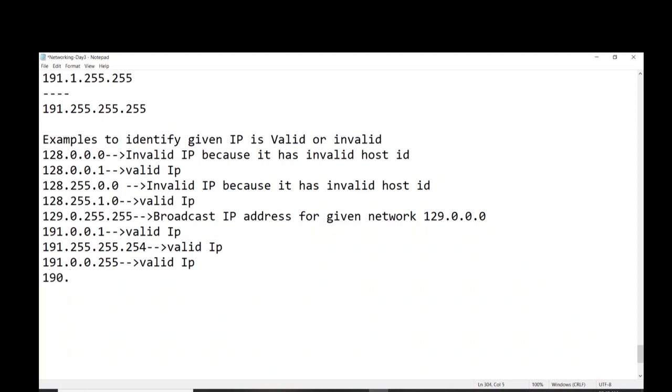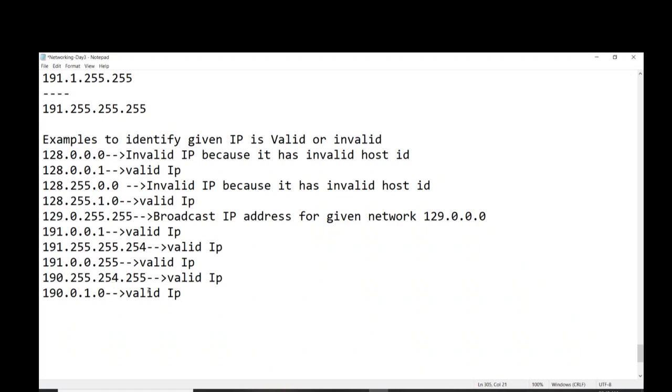190.2.255.254.255. Now tell me, is it valid? Yes, sir, valid. I give here 190.1.0.1.0. Is it valid? Yes, sir, valid.